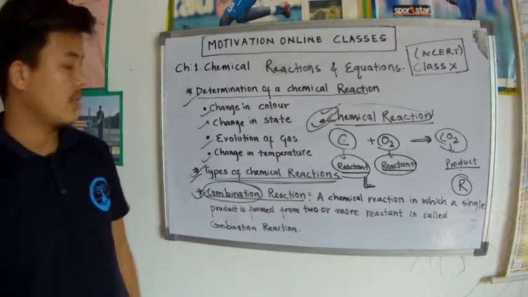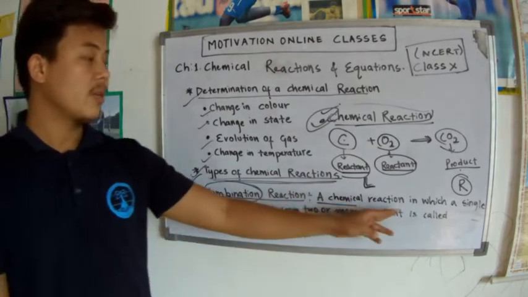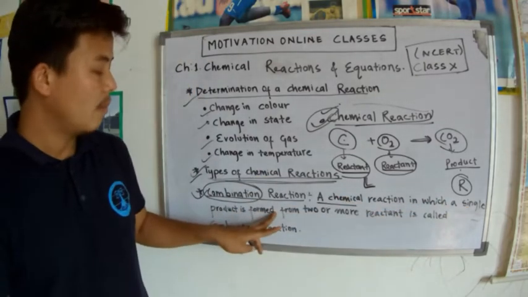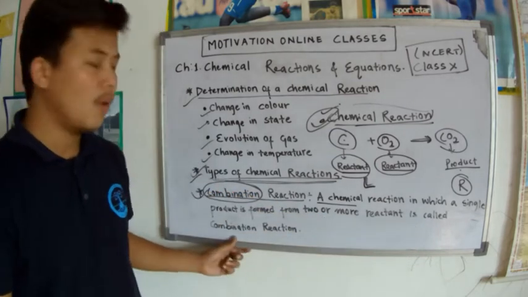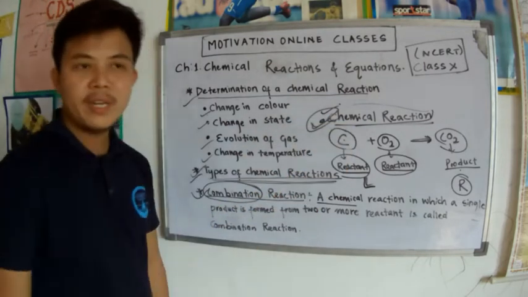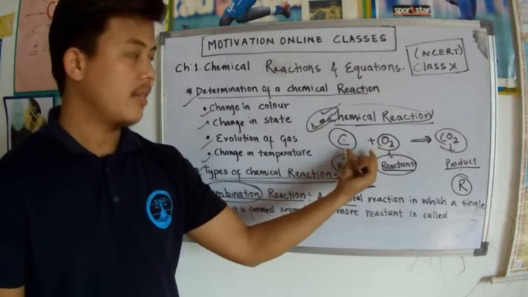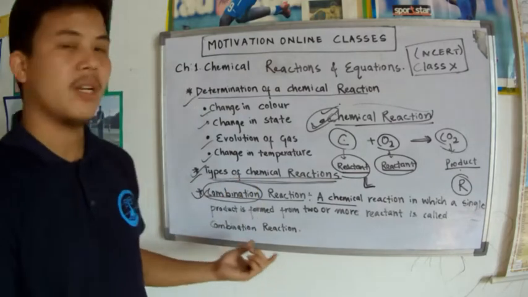So here also the definition of the combination reactions is a chemical reaction in which a single product is formed from two or more reactants is called combination reactions. So now we can say that this is a combination reaction. How? Because there are two reactants and these two reactants combine to form a single product. So this is a combination reaction.